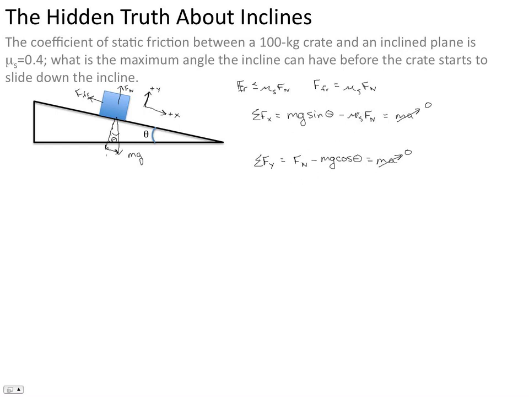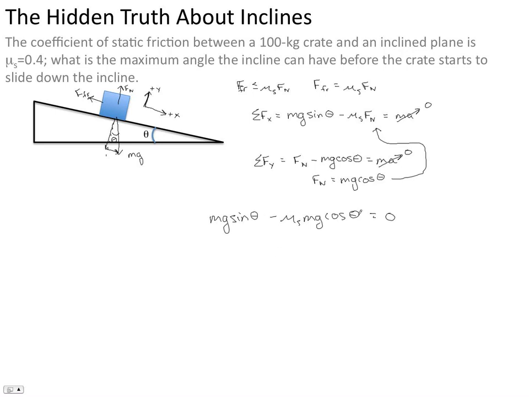We're looking for theta. We're given mu s, we're given the mass, we're given g. We're not given the normal force, but here we have two equations, and there are two things that we don't know: the normal force and theta. So let's solve this equation for the normal force, and then plug this in up there. So we end up getting mg sine theta minus mu s mg cosine theta equals 0.